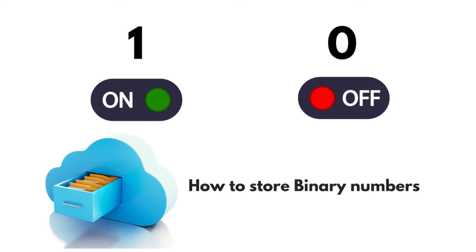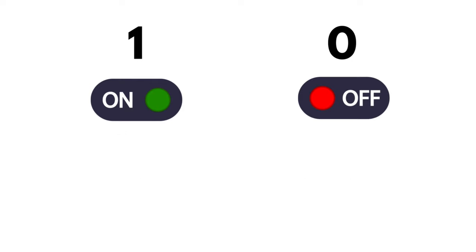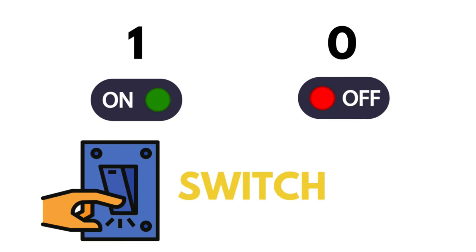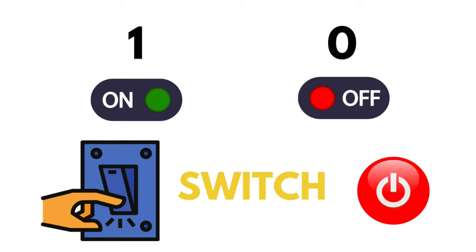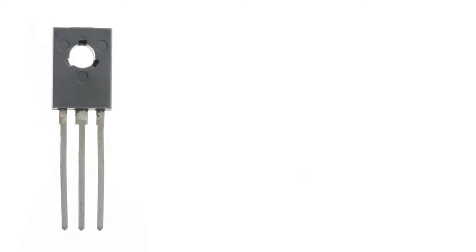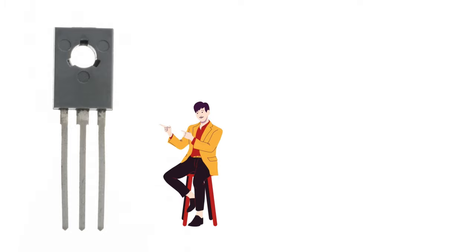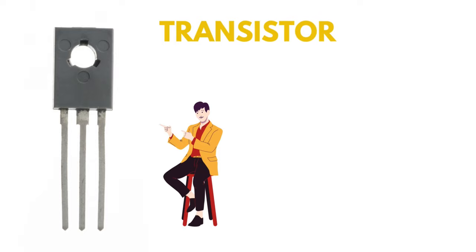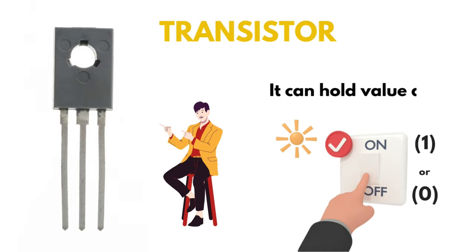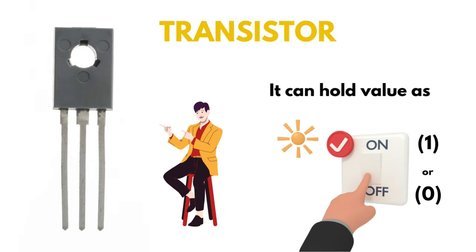So how does it store these 1s and 0s? That's the question now. Now we need something that exactly behaves like a switch, that can only store either a 1 or a 0, either on or off. That is where this thing comes into the picture. So right now what you are seeing in this image is called a transistor. So what is a transistor? It is like a switch. It can only store a single element, either a 1 or a 0.